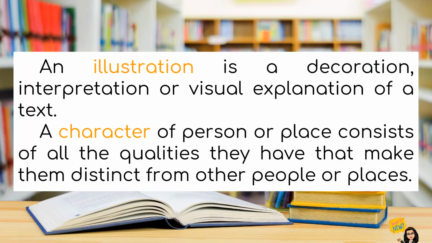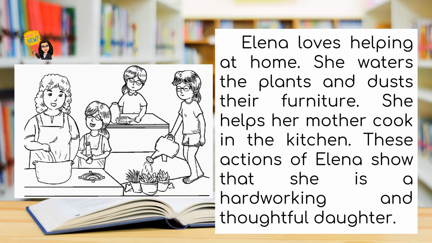An illustration is a decoration, interpretation, or visual explanation of a text. A character of a person or place consists of all the qualities they have that make them distinct from other people or places. This picture is an example of an illustration. Elena loves helping at home. She waters the plants and dusts their furniture. She helps her mother cook in the kitchen. These actions of Elena show that she is a hardworking and thoughtful daughter.